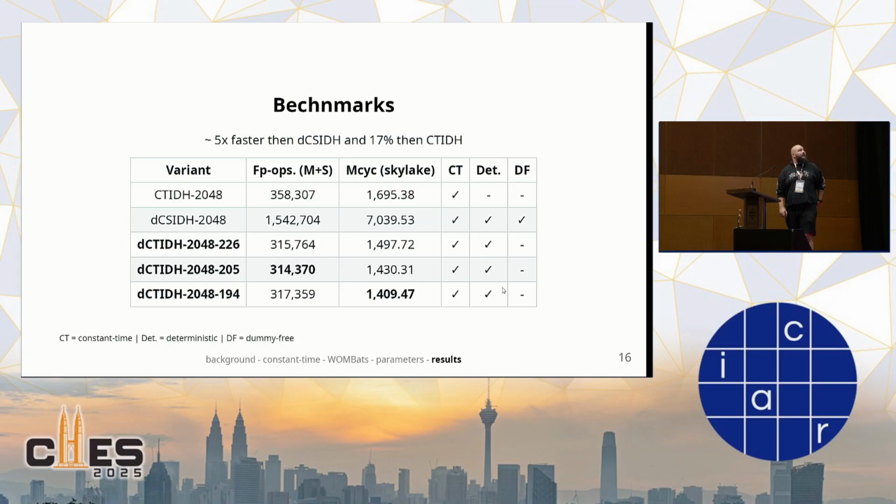And for this we get about a 5 times speedup compared to CSIDH, which was the main goal of this work. But surprisingly, we are also 17% faster than CTIDH, which is a nice result that was not expected by us. However, as you see in this table, while CTIDH is still dummy-free, our version is only deterministic.